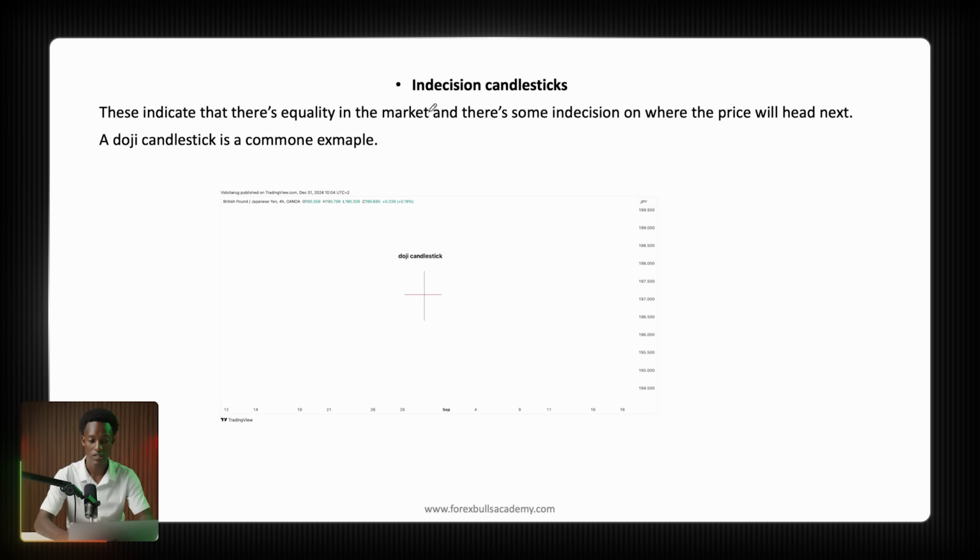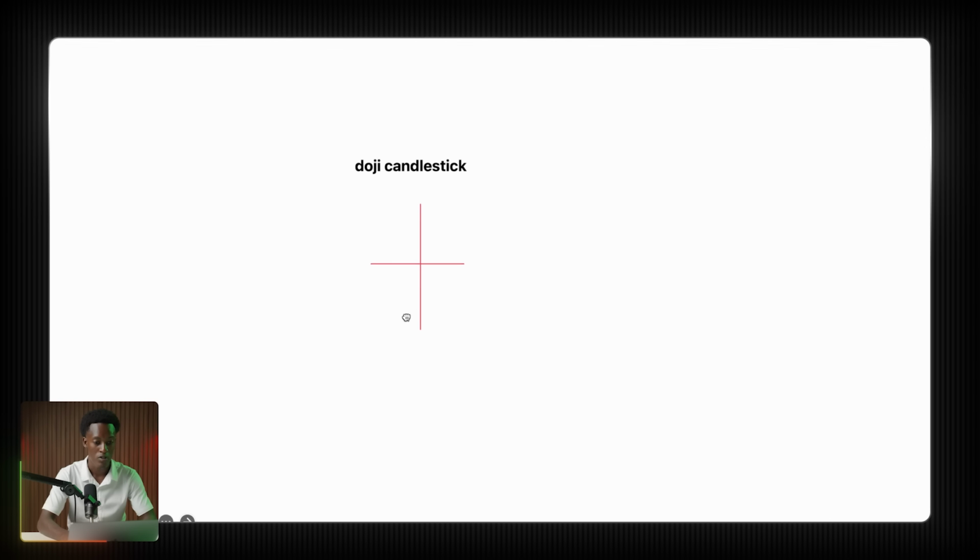We also have indecision candlesticks. Well, these indicate that there's an inequality in the market and there's some indecision on where the price should head next. Typically, what comes in here is at some point we have buyers and sellers, and they're all opposing each other. These guys want to take the price to the upside, but then these guys also want to take the price to the downside. And at some point, you could find the volume is almost equal and they can't decide who is going to take the price at the next point. And this is how we should expect a candlestick to look.